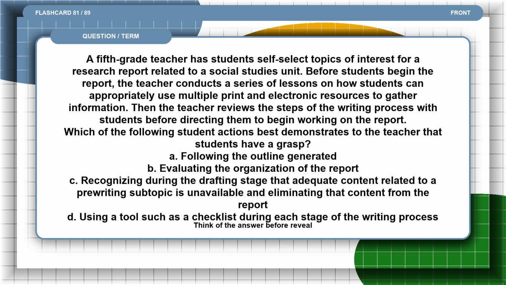A. Following the outline generated. B. Evaluating the organization of the report. C. Recognizing during the drafting stage that adequate content related to a writing subtopic is unavailable and eliminating that content from the report. D. Using a tool such as a checklist during each stage of the writing process. Pause and think of the answer before the reveal.